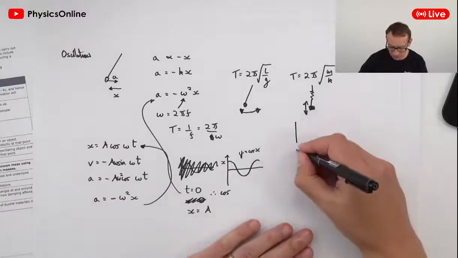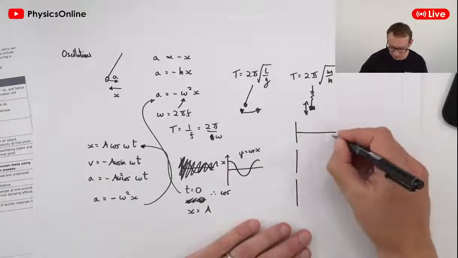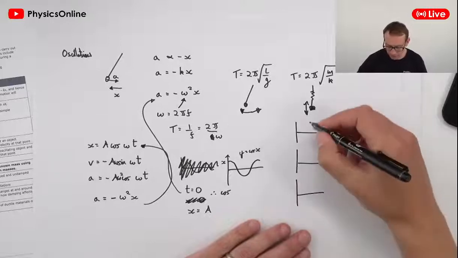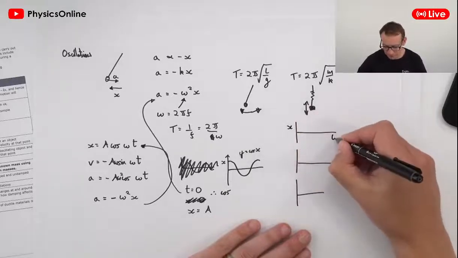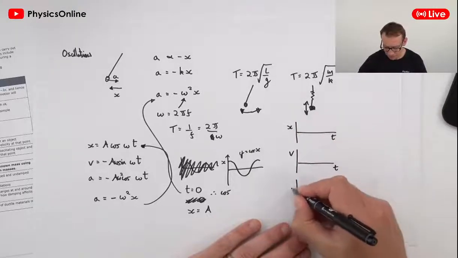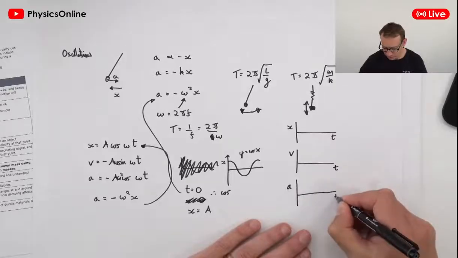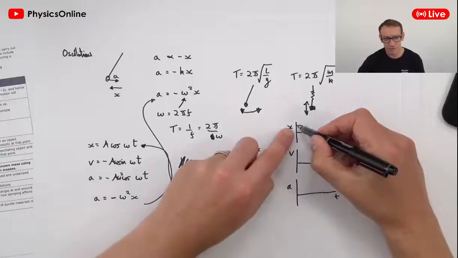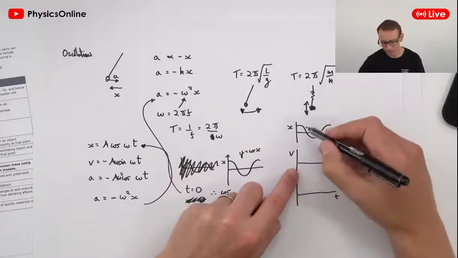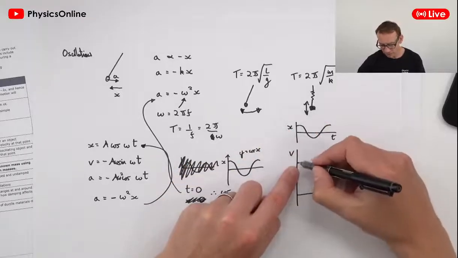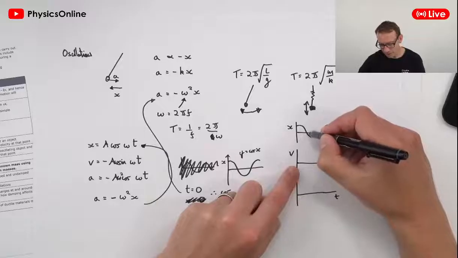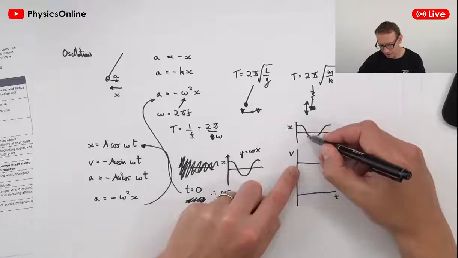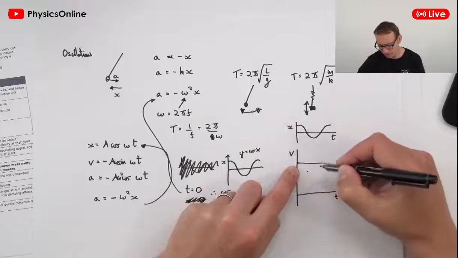I'm just going to draw that again. I'm going to draw three of them. If this is our displacement-time graph, that's velocity-time, and that's acceleration-time. If we start with a cos graph, the gradient of this line is going to be equal to the velocity. Now, when the gradient is 0, the velocity is 0. We then have a maximum negative gradient down here, so that's going to be our maximum negative velocity.